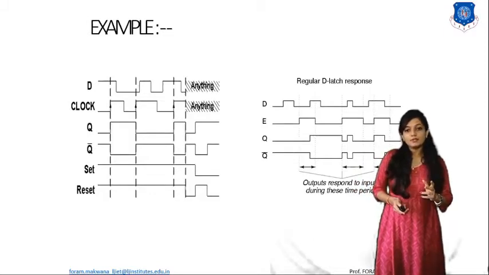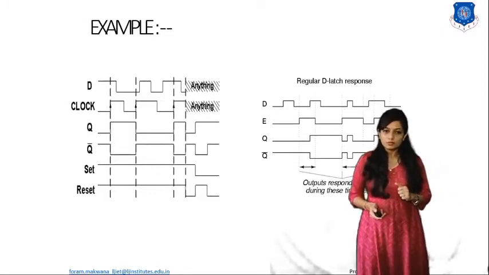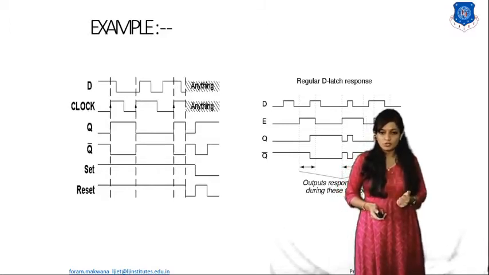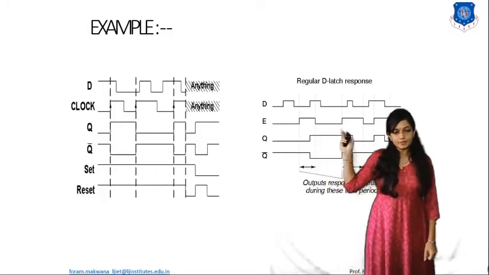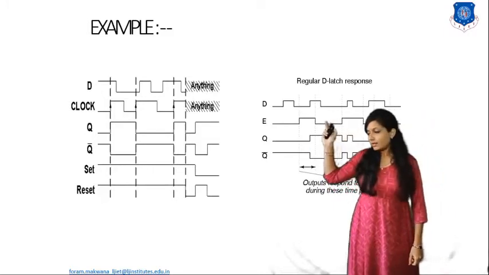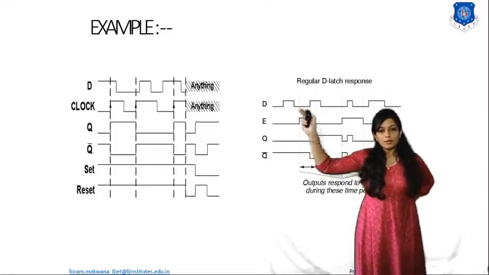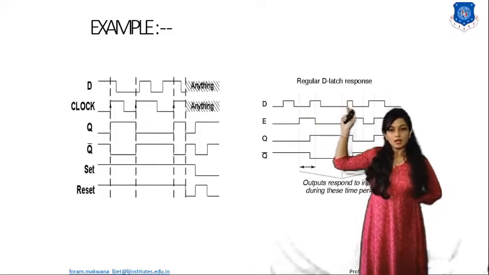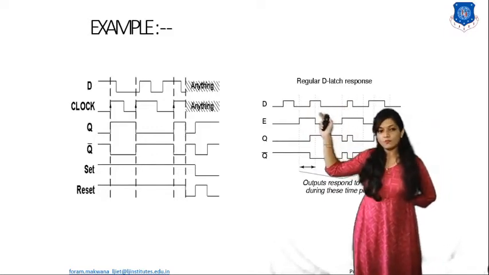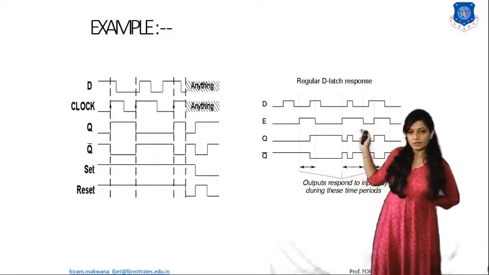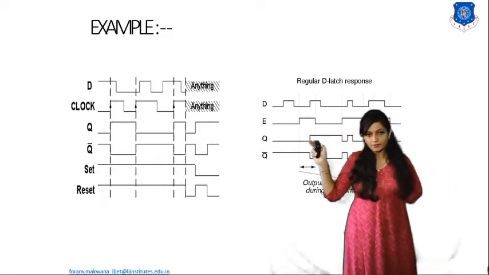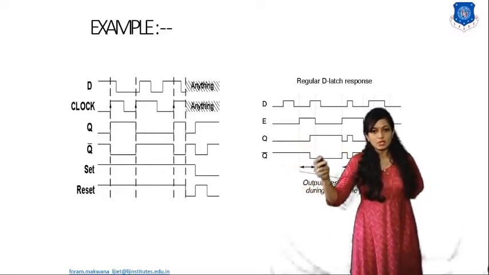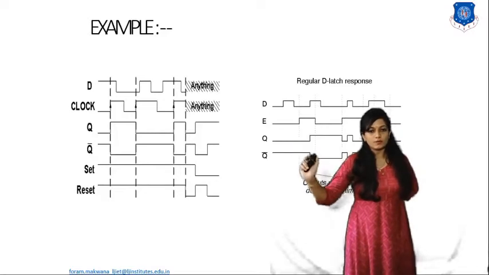Let us take an example of how this clock works, and based on the clock, how my output is going to change. Let us take one input D, whose value changes from 1 to 0 to 1, 0, 1, 0 like this, anything. The clock has a successive repetition of the pulse 0, 1, 0, 1, 0, 1, 0, 1.